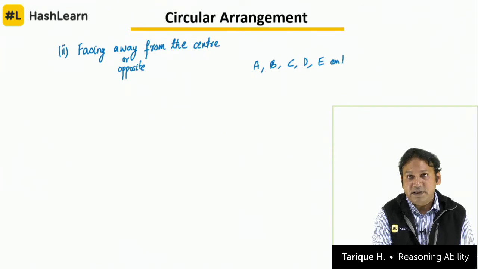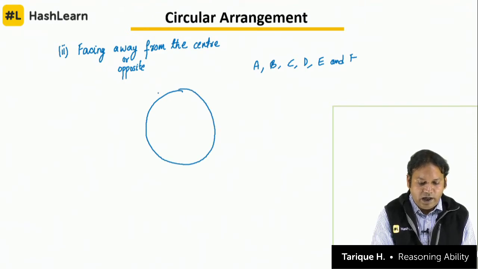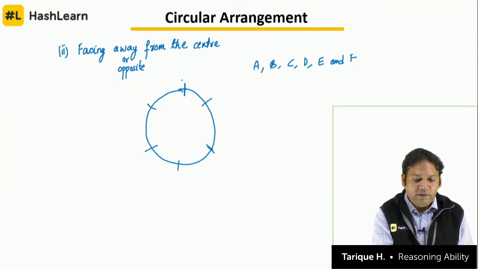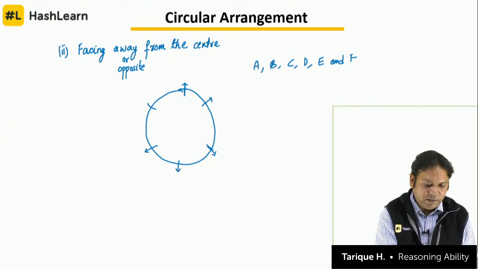Again the first step is always to make a circle and make 6 positions equidistant, 1, 2, 3, 4, 5, 6. Now all of them are facing away from the center, they are not facing towards. This arrow tells us which side they are facing. They are facing away from the center.